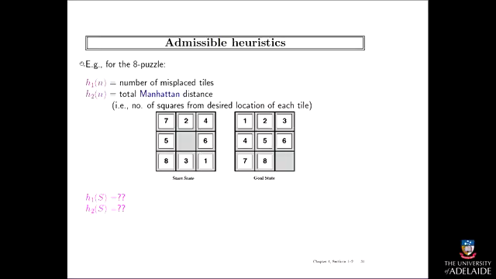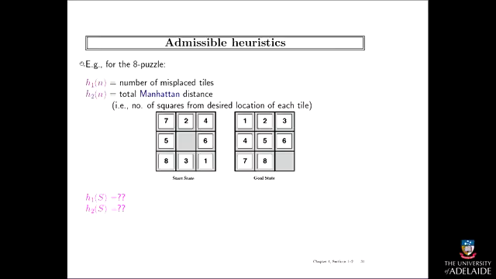Suppose we've got an 8 puzzle. Here are a couple of possible heuristics. One might be h1 of n, which is just the number of misplaced tiles. You should be able to see that if you count the number of misplaced tiles, the total number of moves to get to the solution has got to be more than that. It's lower bounded by the total number of misplaced tiles.